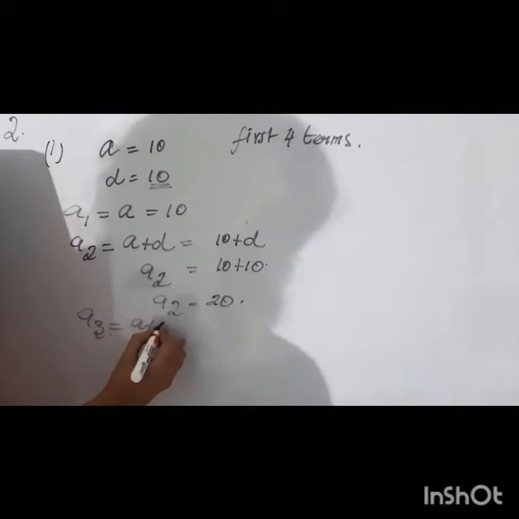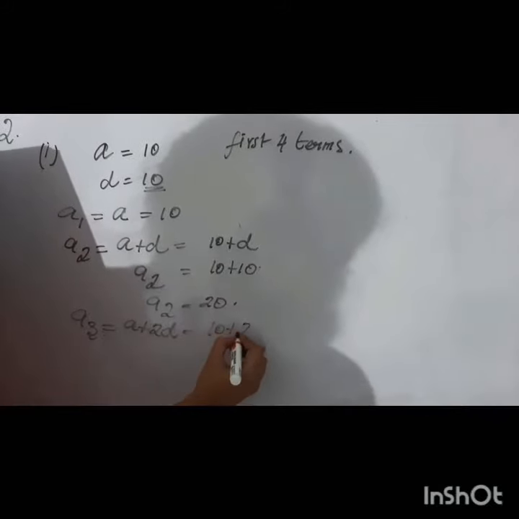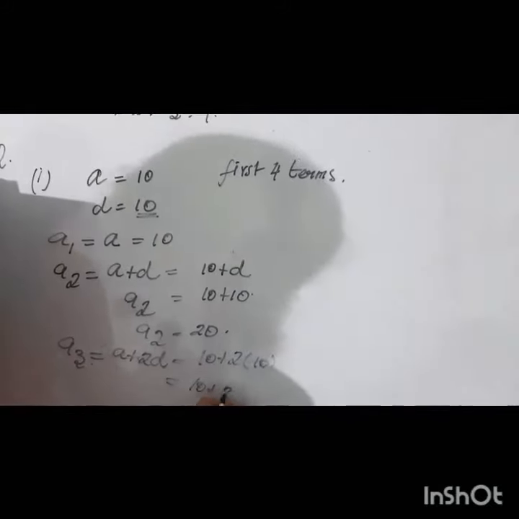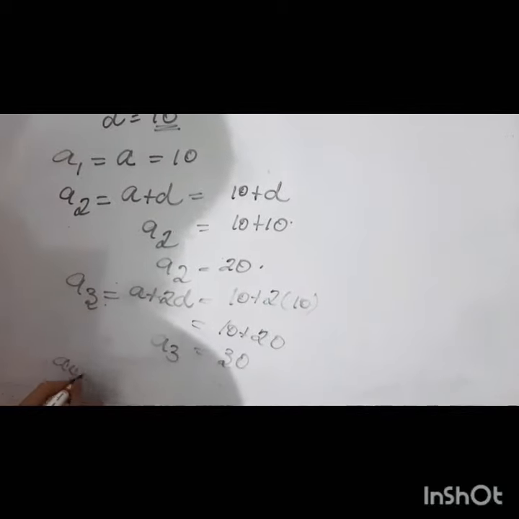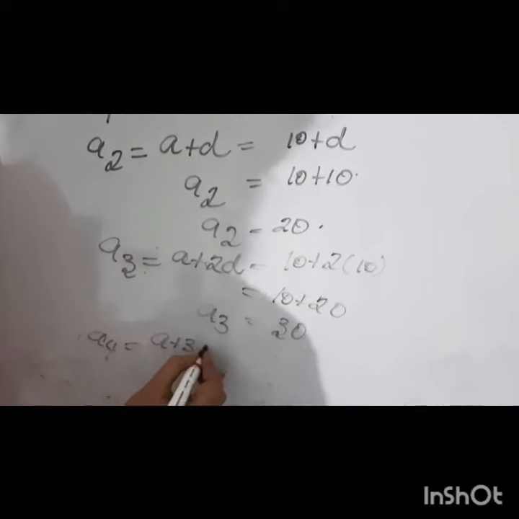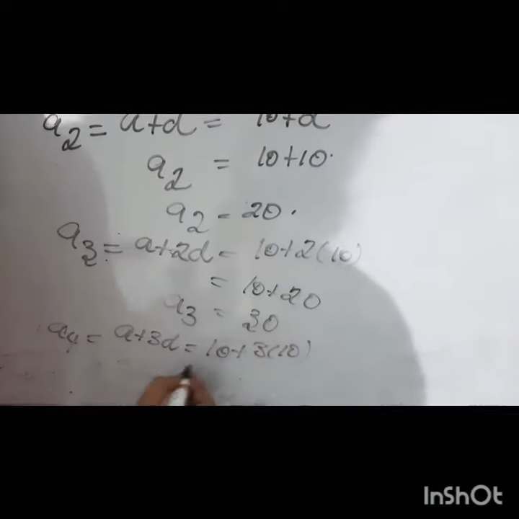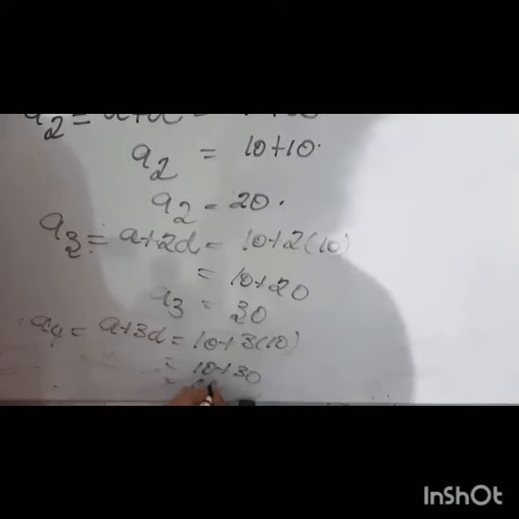Then go for your third term. How we will get the third term? A plus 2D. That is 10 plus 2 into 10. So 10 plus 20, which is equal to 30. Your third term is 30. Your fourth term is A plus 3D, which is equal to 10 plus 3 into 10, which is equal to 10 plus 30. So it is 40.